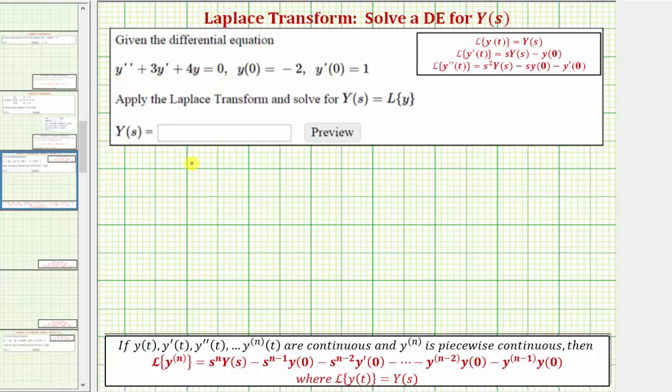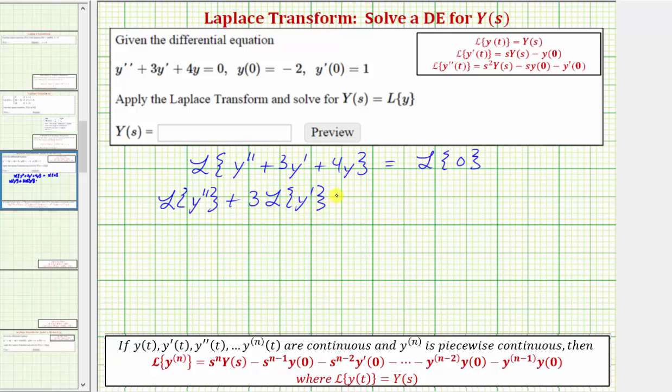of the equation. So we'd have the Laplace transform of y double prime plus 3 times y prime plus 4y equals the Laplace transform of 0. Now we'll use the properties of Laplace transforms to rewrite the left side. Let's write the left side as the Laplace transform of y double prime plus 3 times the Laplace transform of y prime plus 4 times the Laplace transform of y equals the Laplace transform of 0.